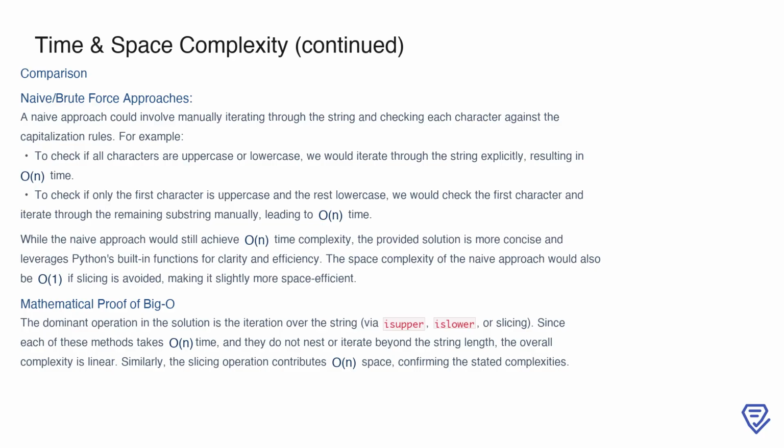However, the naive approach could be slightly more space efficient, with a space complexity of O(1), as it avoids creating new substrings through slicing. Mathematically, the dominant operation in the provided solution is the iteration over the string, whether through isupper, islower, or slicing. Each of these methods runs in O(n) time, and since no nested operations or extra loops are involved, the overall complexity remains linear. The slicing operation contributes O(n) space, confirming that both time and space complexities align with the stated analysis.